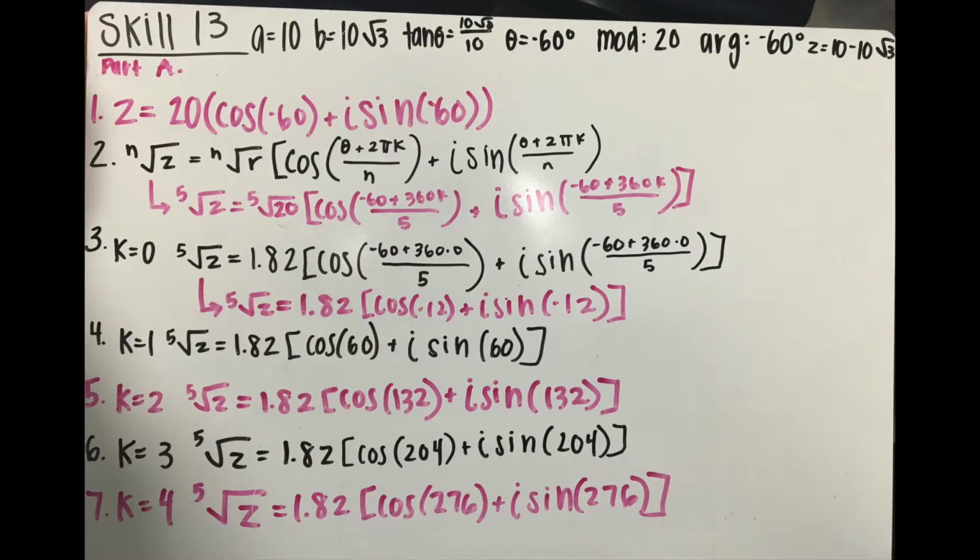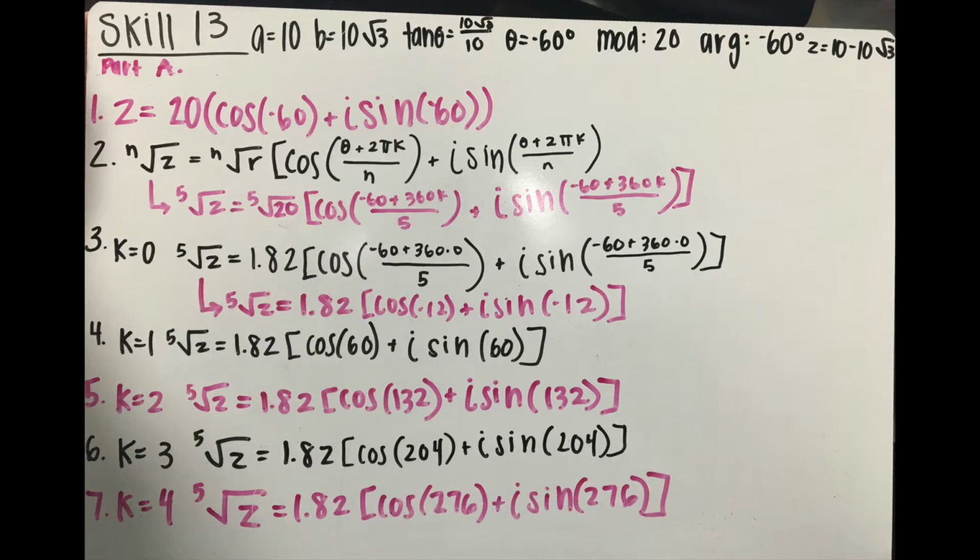Next, using the same value for z that I got in the other part, I was able to find what the fifth roots of that equation were. So using the equation z is equal to 20 cosine negative 60 plus i sine negative 60, I plugged my r and theta values into the equation for roots, which was the nth root of z is equal to the nth root of r times cosine parentheses theta plus 360k divided by n plus i sine parentheses theta plus 360k divided by n, where n is the number of roots and k is equal to 0, 1, 2, all the way to n minus 1.